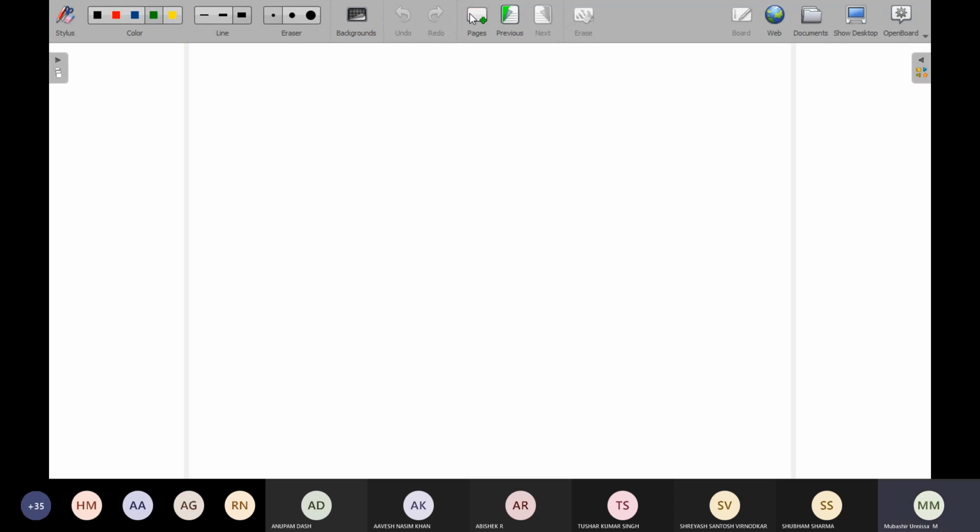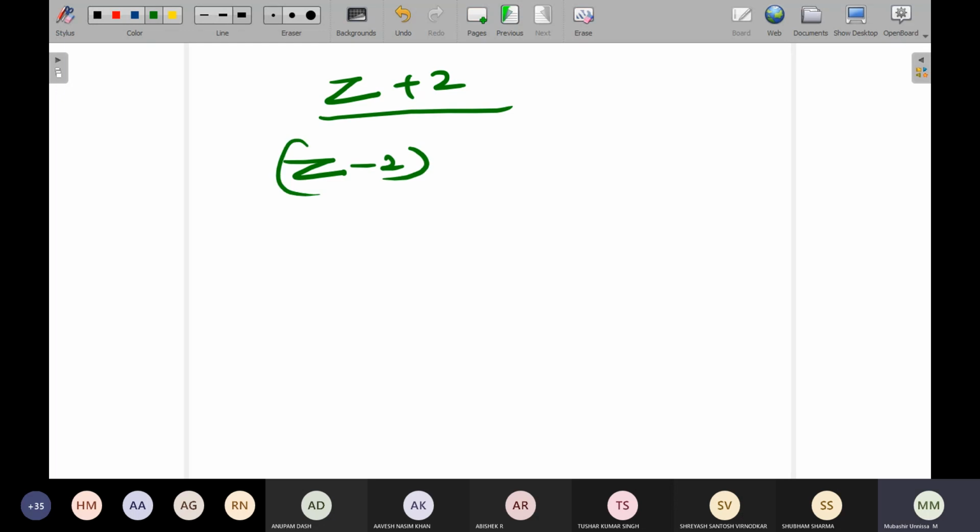Find the residue of z plus 2 divided by z minus 2 into z plus 1 the whole square. Okay, so what we have to do is find the residue of this given function. So take down, let f of z be equal to this.